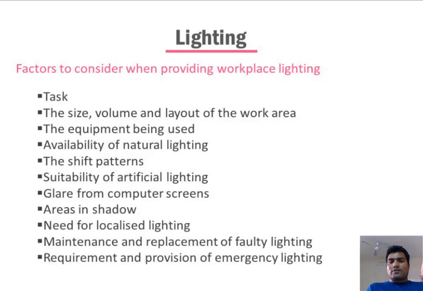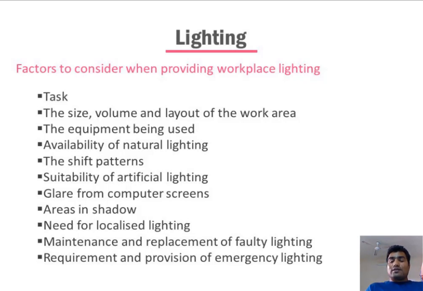It depends upon the work and the availability of natural lighting. If there is no natural lighting available, artificial lighting should be arranged. And shift pattern. If everyone is working in a general shift, from 9 to 6 or 9 to 5, artificial lighting is not required because the sun is the source of light and easily available. So in daytime lighting is not required. But if you are working in a night shift, then lighting is very essential at the workplace. And the suitability of artificial lighting should be checked.